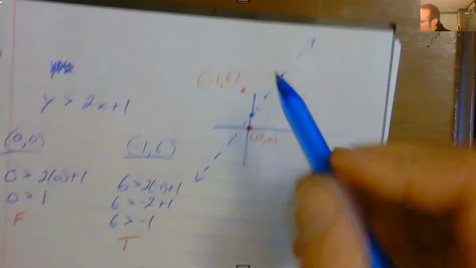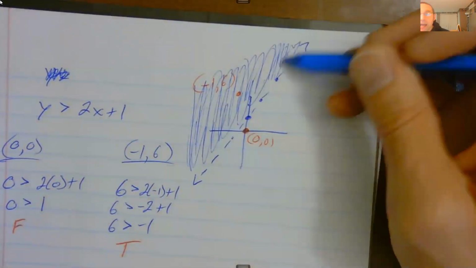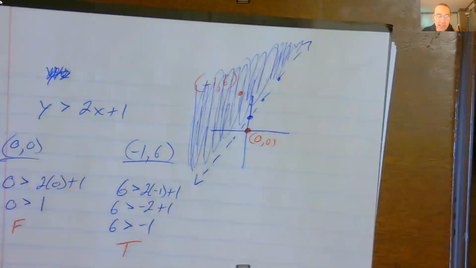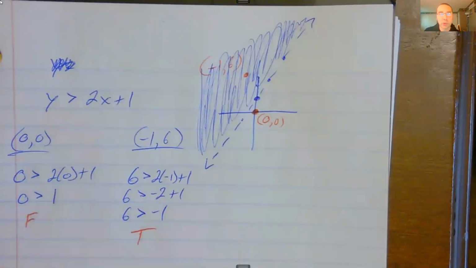So that's above the line here. And so everything here gets shaded in. Again, I'm not including the line. That's a dashed line because a solid line would indicate that y is equal to 2x plus 1, but we just want y to be greater than 2x plus 1.